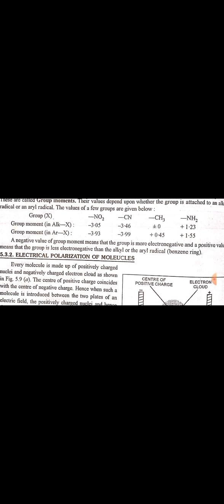Group moment in alkyl-X: NO2 minus 3.05, CN minus 3.46, CH3 plus minus 0, NH2 plus 1.23. Group moment in aryl-X: NO2 minus 3.93, CN minus 3.99, CH3 plus 0.45, NH2 plus 1.55.